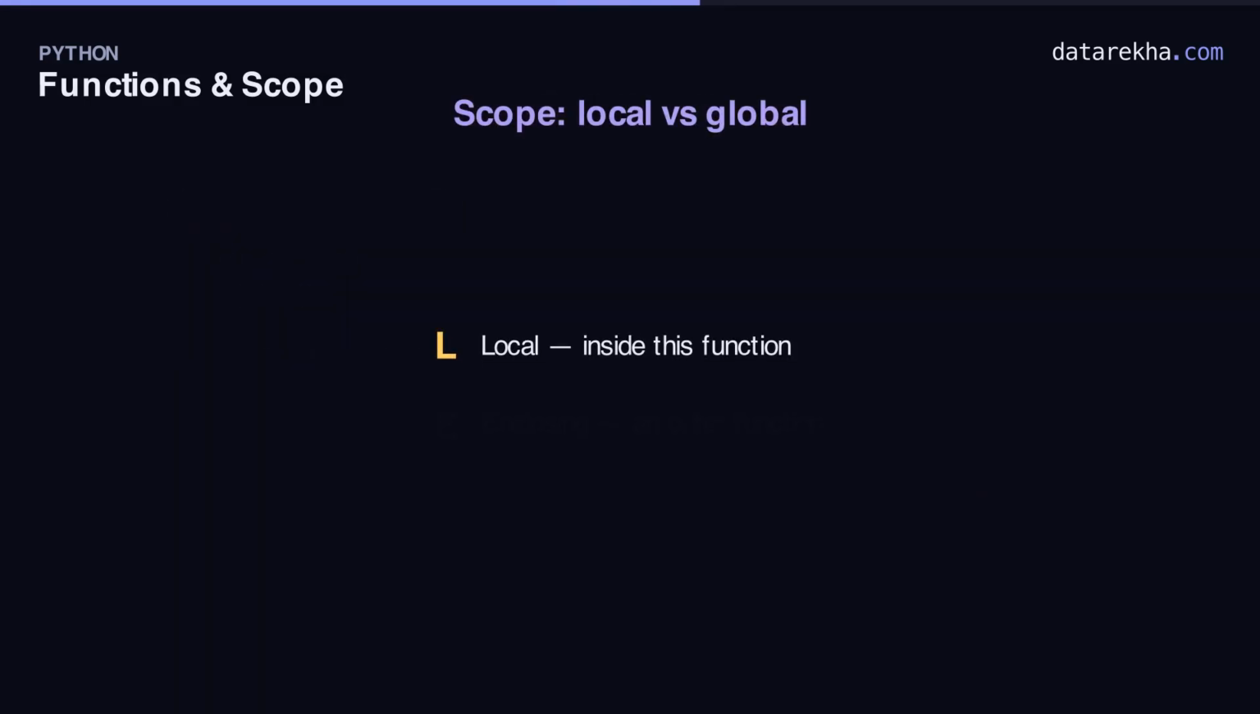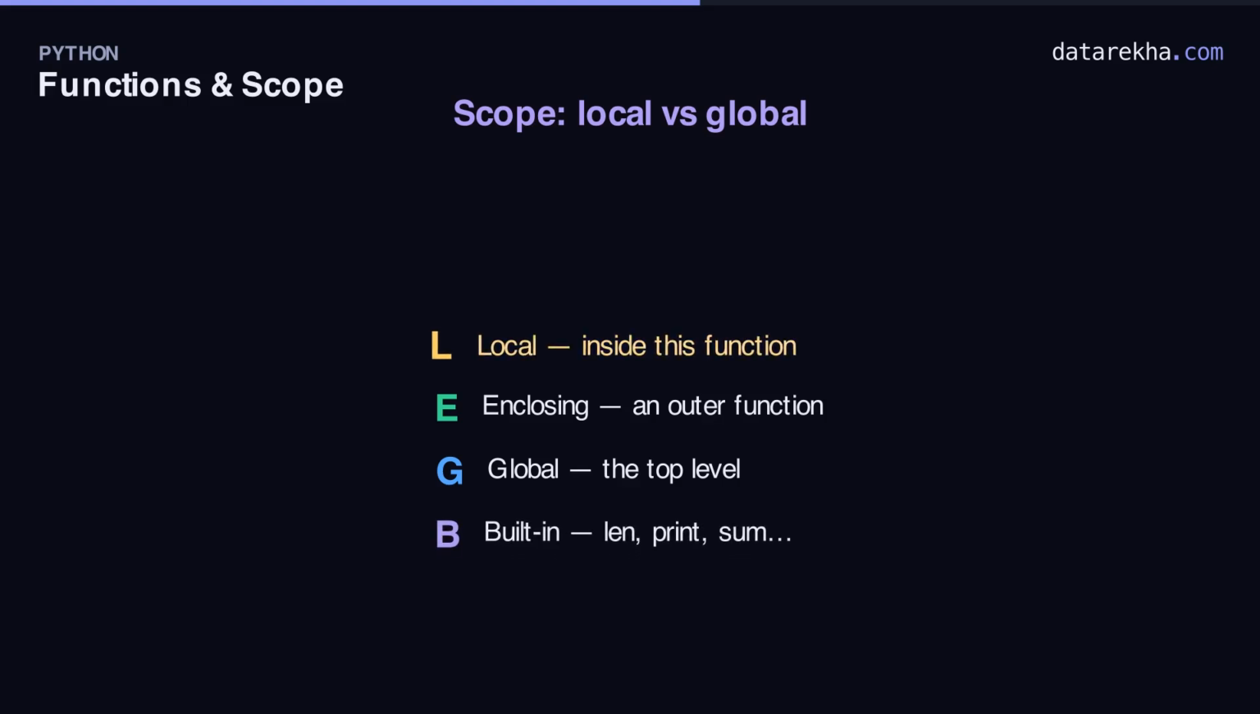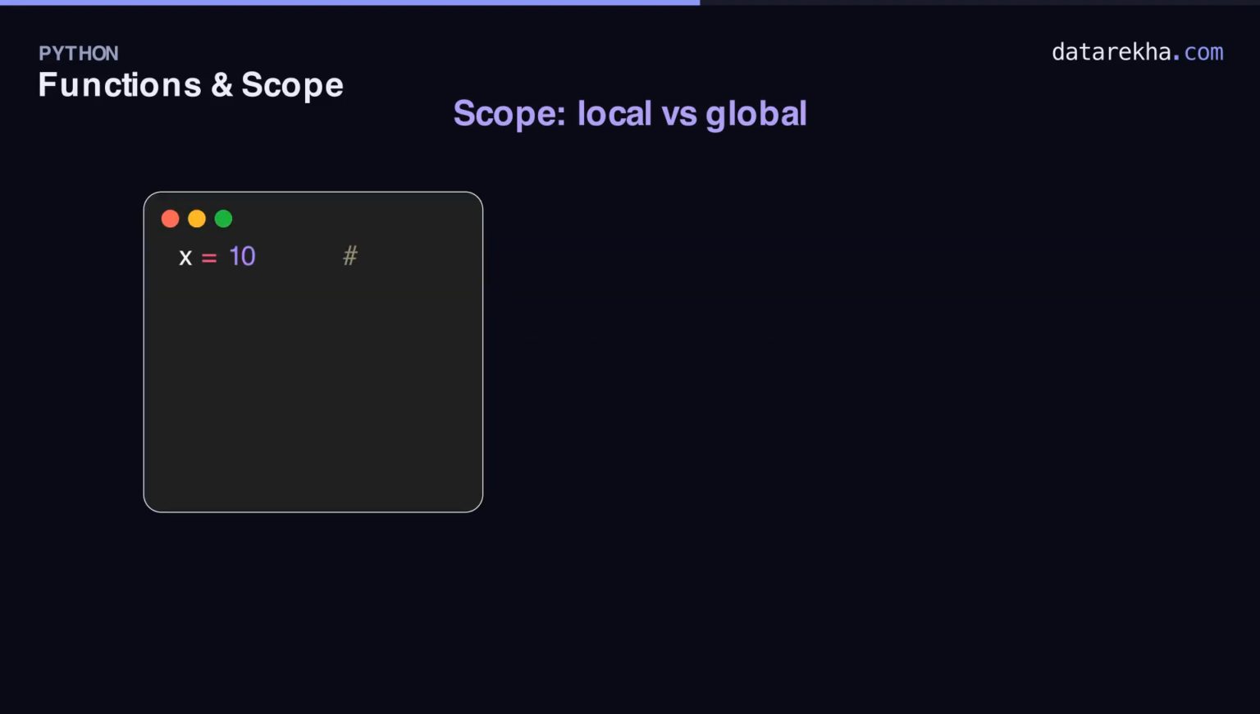Scope is simply where a name is visible. When Python meets a name, it searches outward in a fixed order, remembered as LEGB. First local, names inside the current function. Then enclosing, any outer function wrapped around it. Then global, the top level of your file. And finally built-in, Python's own names like len and print. The first match wins.